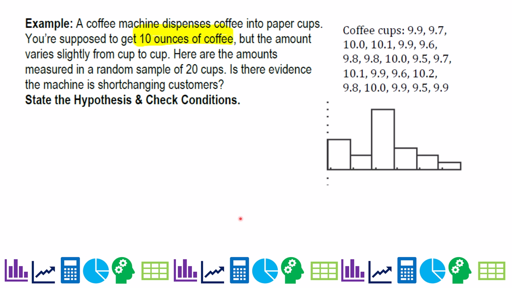All right. So we've got 10 ounces of coffee, so that's what we're supposed to be getting. That's our null.